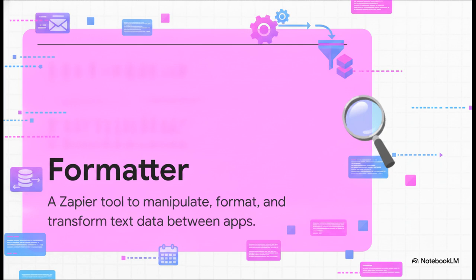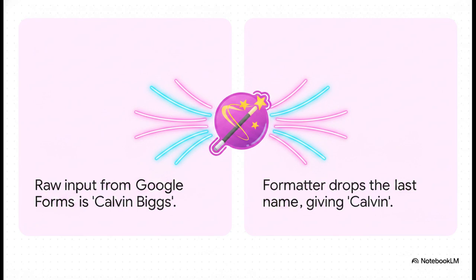The Formatter is a built-in Zapier tool used to manipulate, format, and transform text data between different apps. You can really think of it as a dynamic bridge between your trigger and your action. It catches the raw data, reshapes it to fit the exact formatting rules you need, and then passes the clean version right along. And this brilliantly illustrates what the Formatter does in real time.